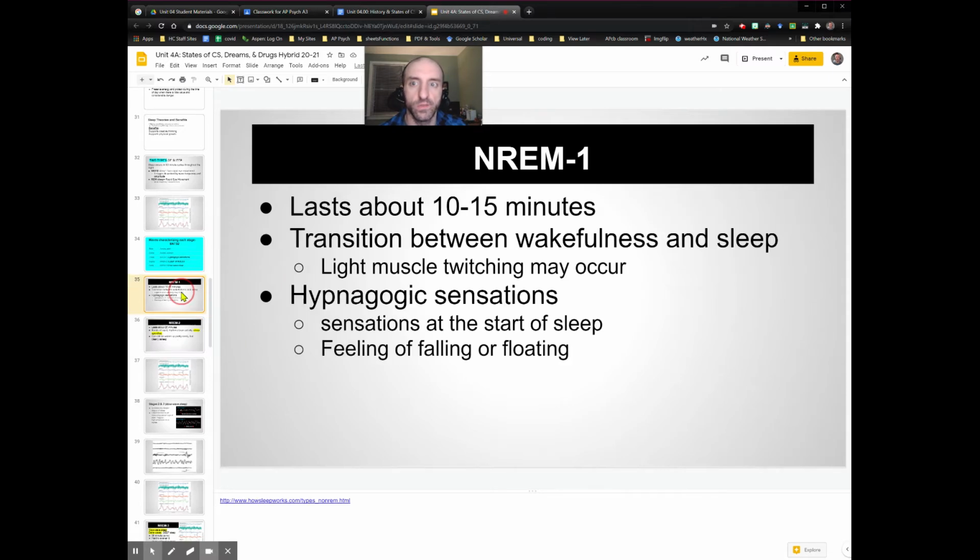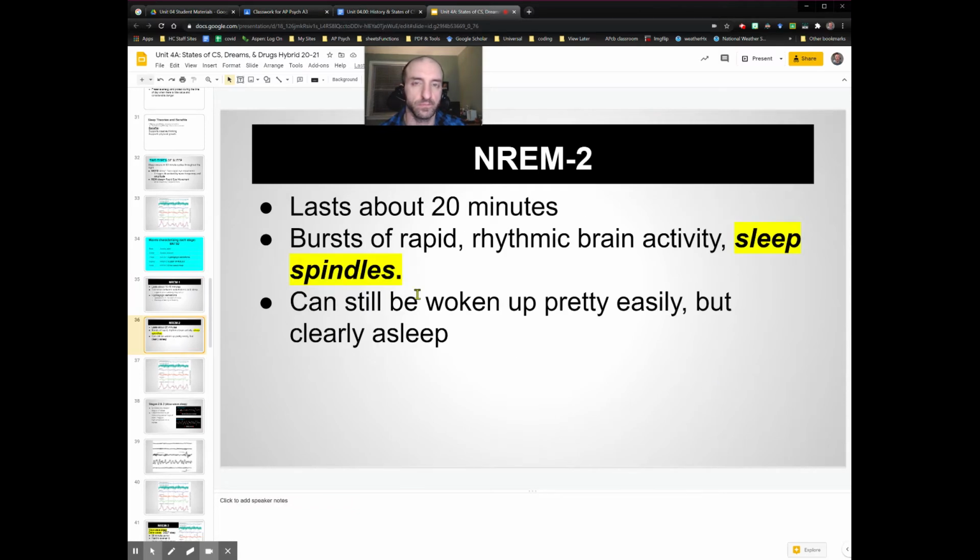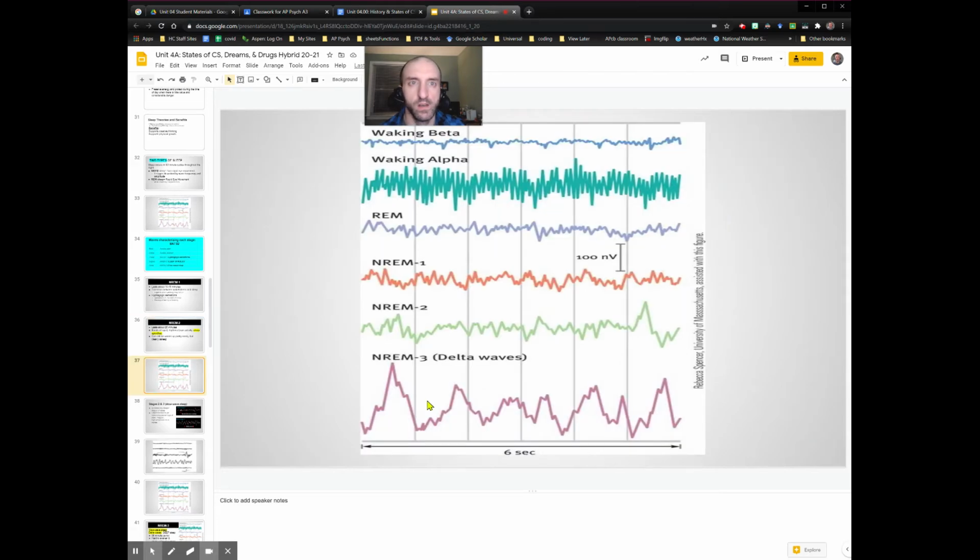NREM 2. So with NREM 1, you don't really go back to this throughout the night. It's just when you're initially falling asleep. Then NREM 2, about 20 minutes. This is when you see sleep spindles, and this term is highlighted because it's a common question on AP exams. It's about NREM 2 and sleep spindles. This is one of the signatures of that stage. You could still be woken up pretty easily, but you're also still not super in tune with the environment.